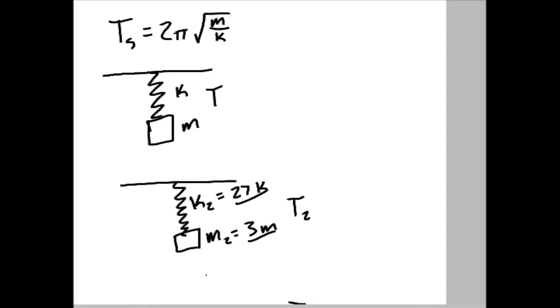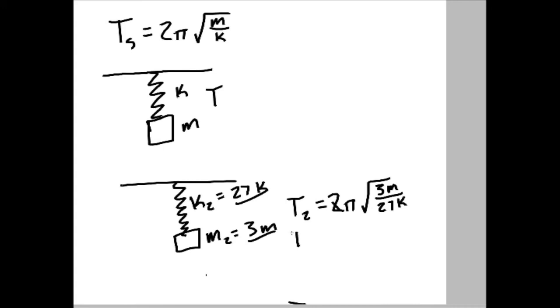Okay, so let's knock this out. Here we go. So the period for this spring would still be 2 pi times the square root of m over k. Well, our mass is 3 times what it was previously, and our k is 27 times what it was previously. Oh, look at that, 3 over 27, or 1 divided by 9.